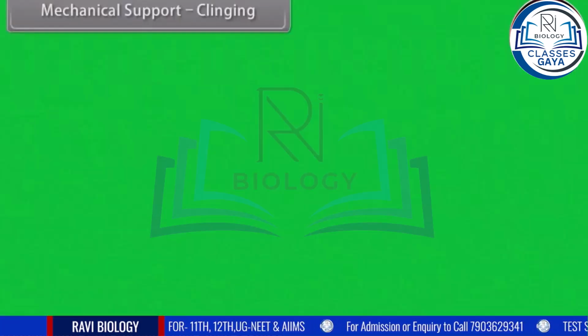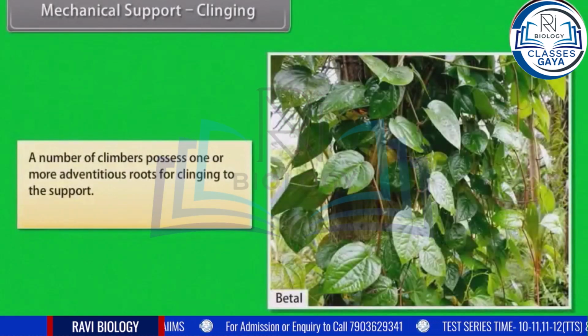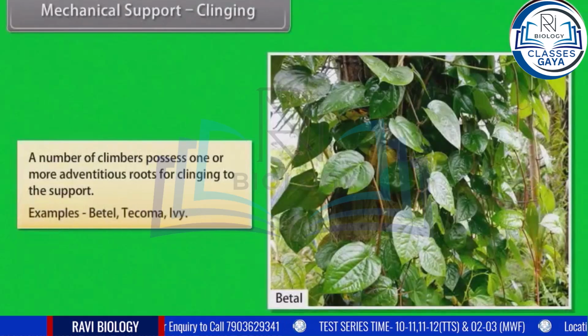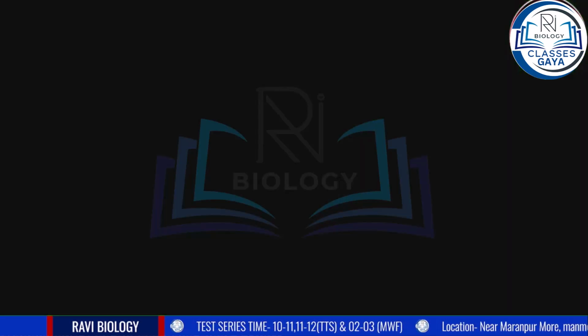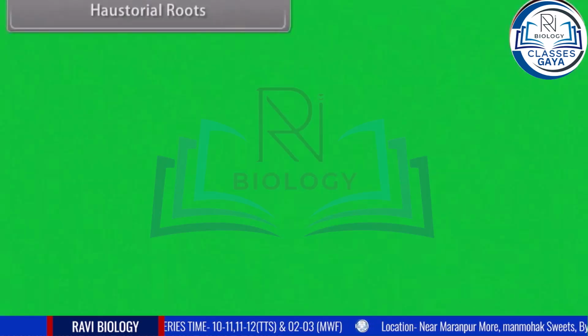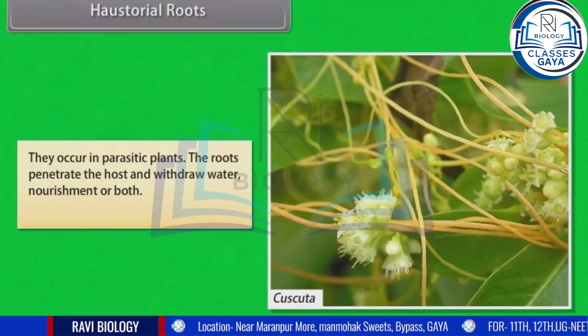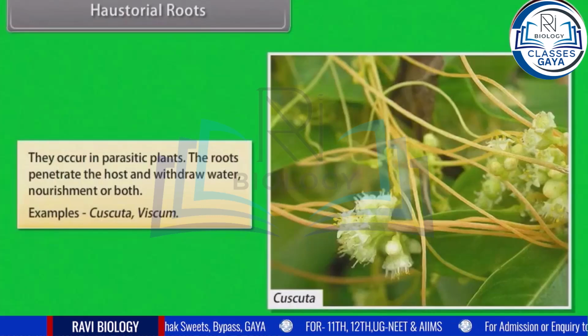Mechanical support, clinging: a number of climbers possess one or more adventitious roots for clinging to the support. Examples: betel, Tecoma, ivy. Haustorial roots: they occur in parasitic plants. The roots penetrate the host and withdraw water, nourishment, or both. Examples: Cuscuta, Viscum.